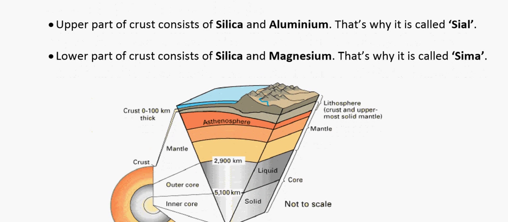The upper part of the crust consists of different minerals, and the lower part consists of different minerals. The upper part consists of silica and aluminium. That part is known as SIAL, Si for silica and Al for aluminium. And the lower part of the crust consists of silica and magnesium. That's known as SIMA, Si for silica and Ma for magnesium.